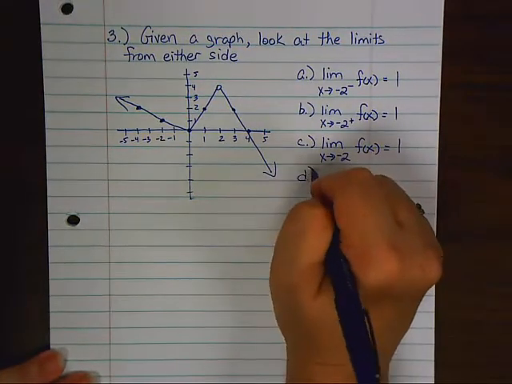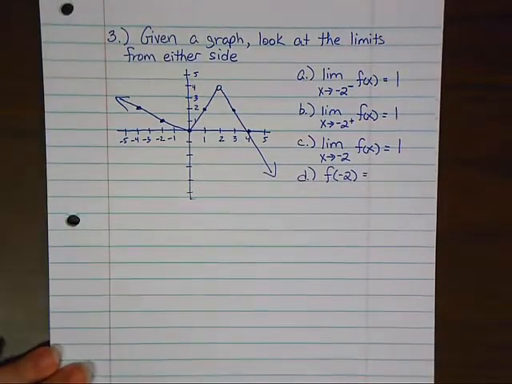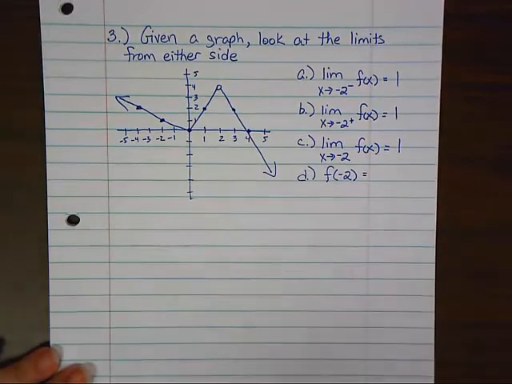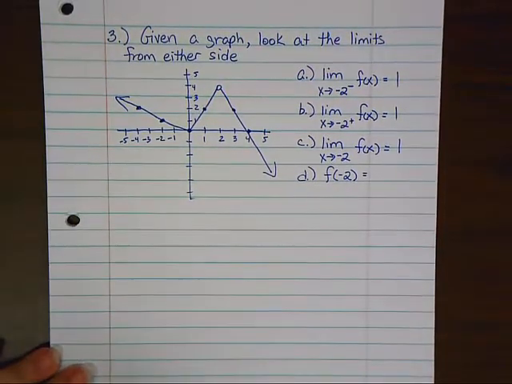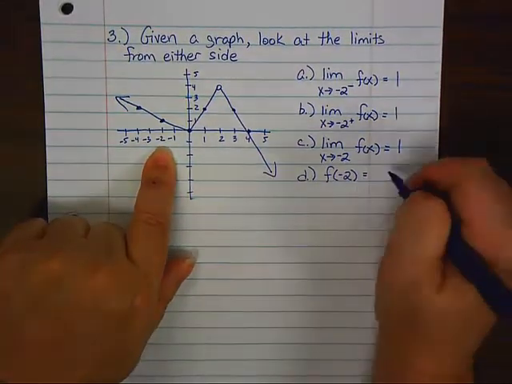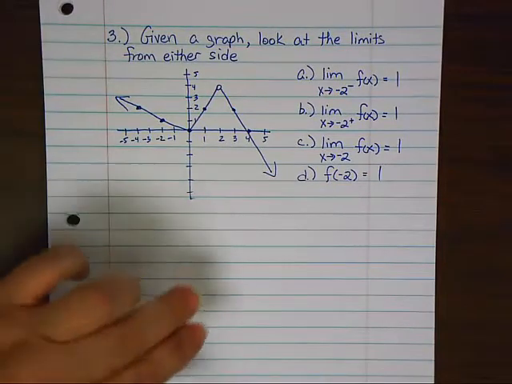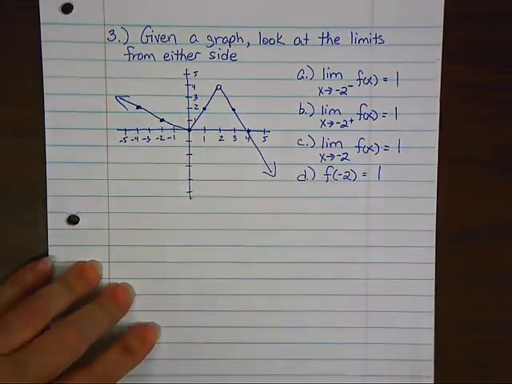Letter D. Here's a curveball. Okay? What does that mean? F of -2. What is the value of x and y? You got it reversed. What is the value of y when x is -2? So in other words, is there a dot there? Is there a y value at -2? That means look right at -2. What is it? It's 1. Okay. Questions on that? We're not done yet.